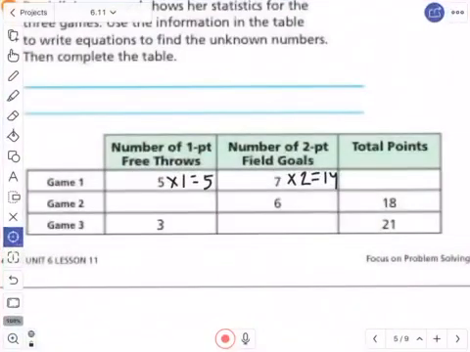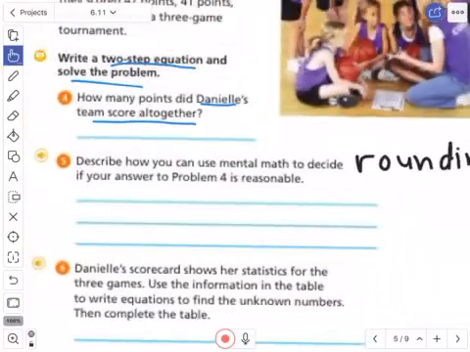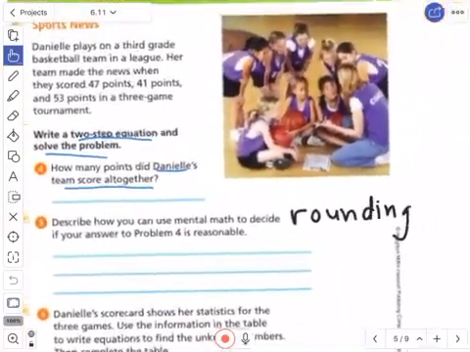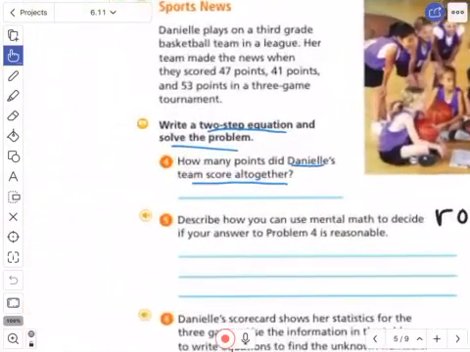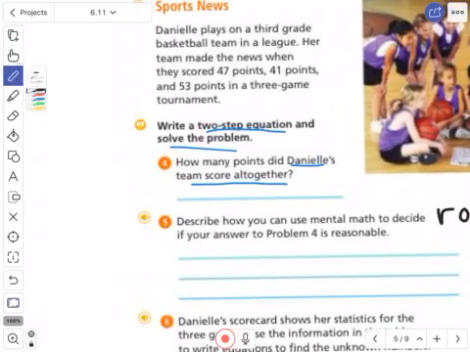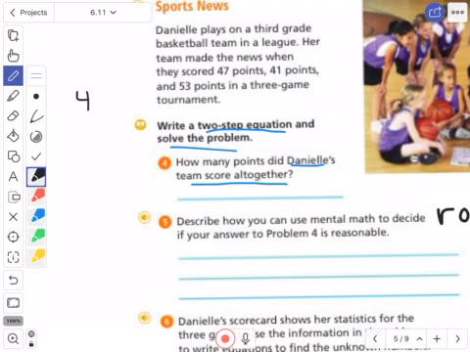Okay, going back in here to finish this, we're going to go up top. So, two-step equation. You're going to solve those the best you can. You can solve those any way that you want to. But for me, I would maybe just start with 47 plus 41. So those are the first two games.